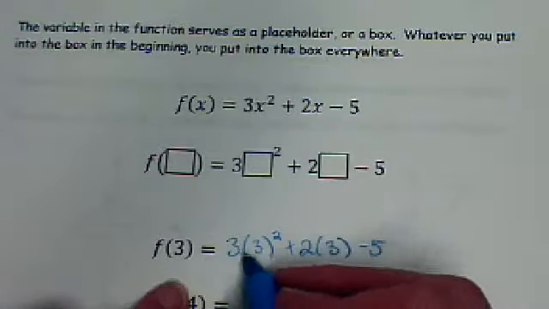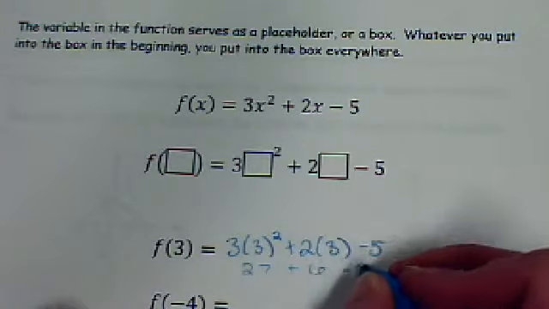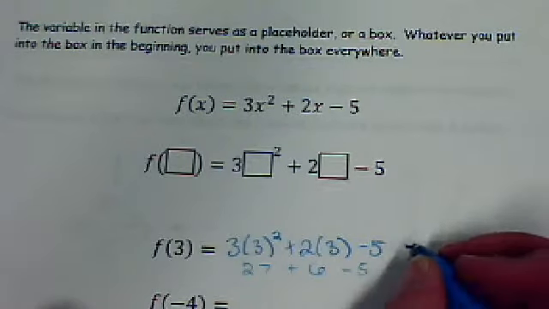That would give me 9 times 3, which is 27. 2 times 3 is 6. 27 plus 6 is 33 minus 5.